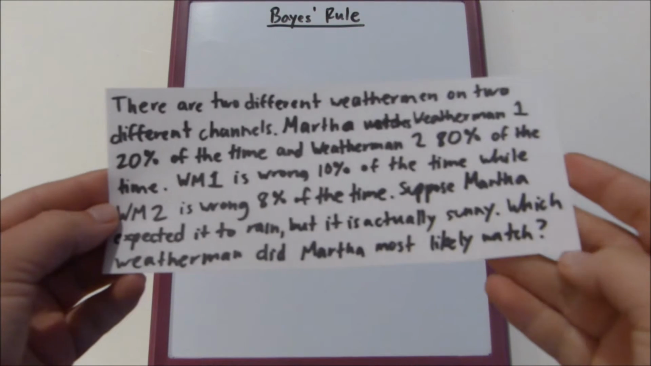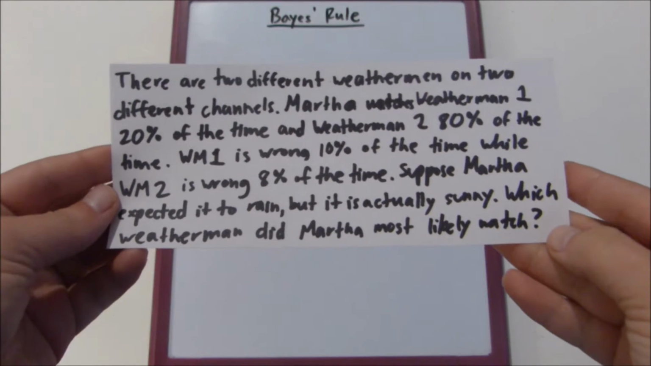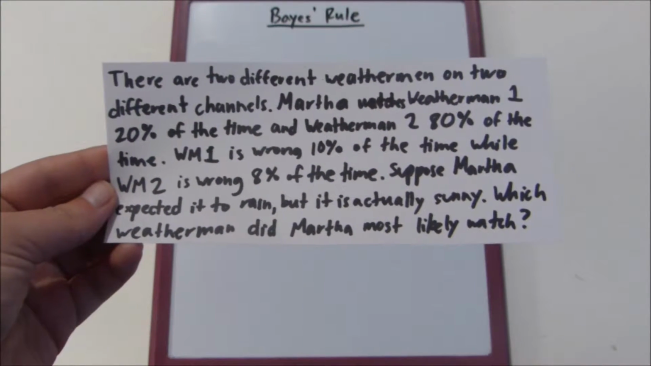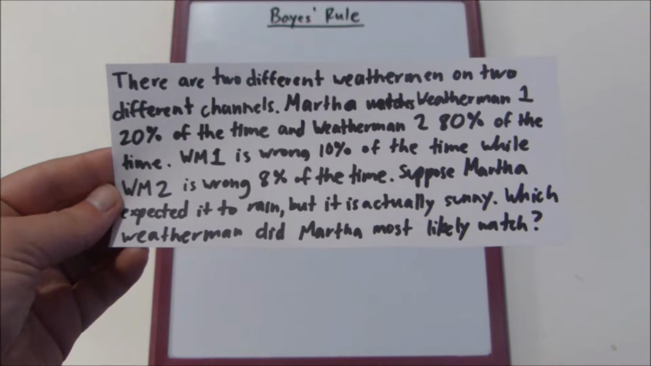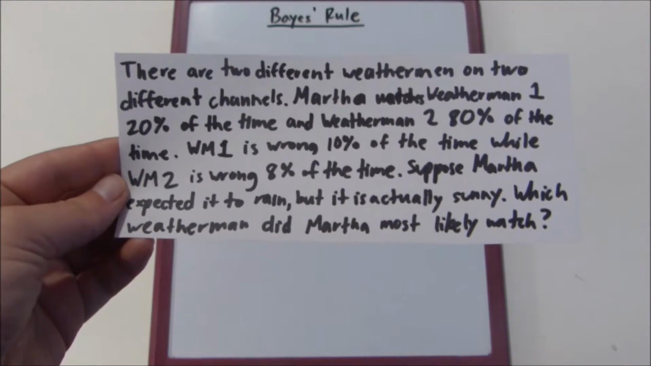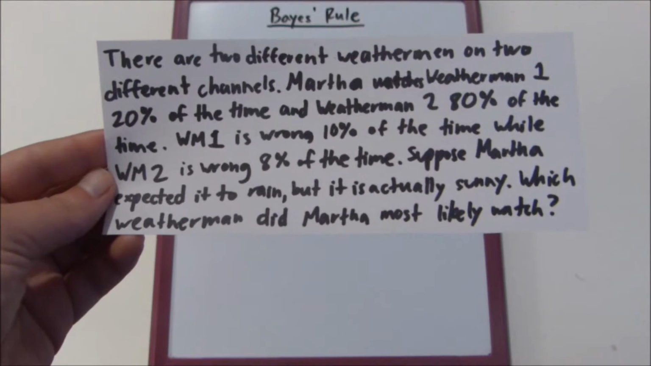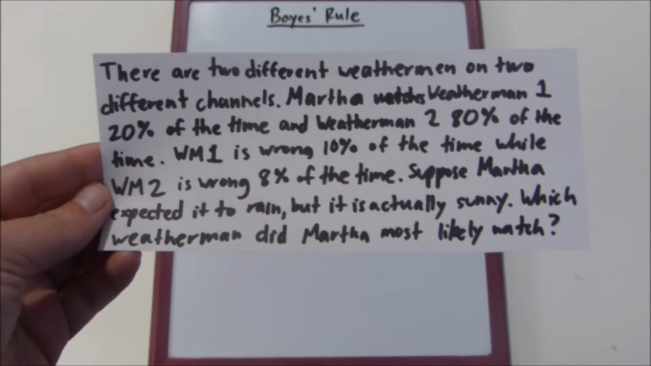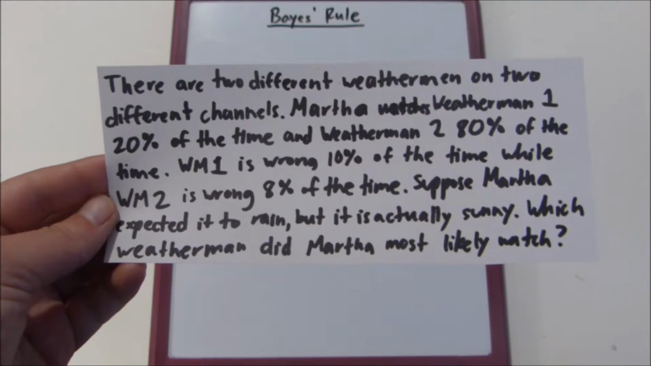So in this problem, there are two different weathermen on two different channels. Martha watches Weatherman 1 20% of the time, and Weatherman 2 80% of the time. Weatherman 1 is wrong 10% of the time, while Weatherman 2 is wrong 8% of the time. Suppose Martha expected it to rain, but it is actually sunny. Which weatherman did Martha most likely watch?